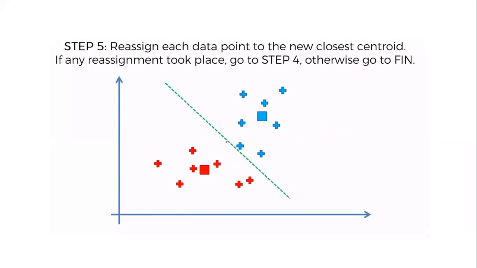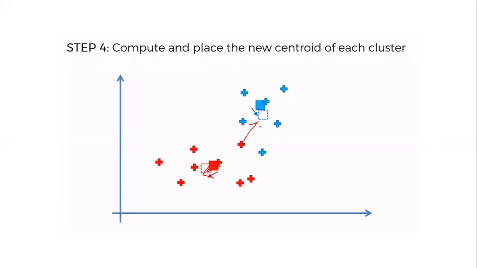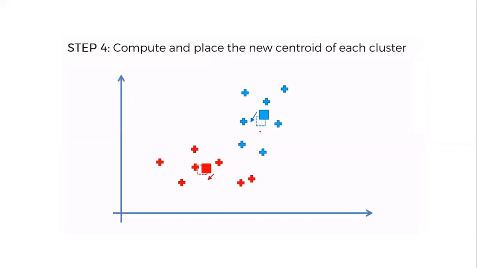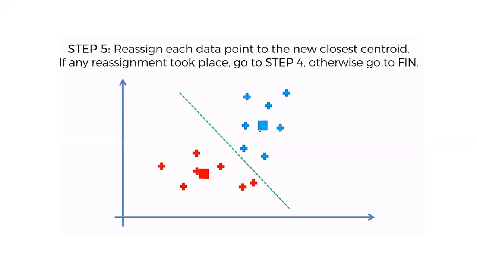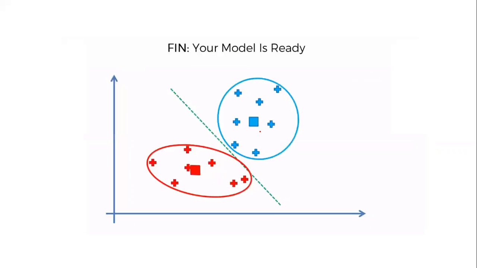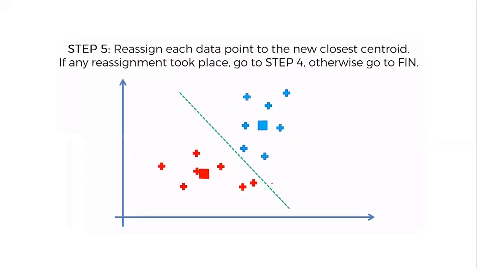Right now, once I have shifted this, see, this point was previously a part of the red one, it became a part of the blue cluster now. Now I will again move the centroid, find the new centroid, and I will do reassignment after drawing this perpendicular bisector line. But now see, there are no changes to be made.